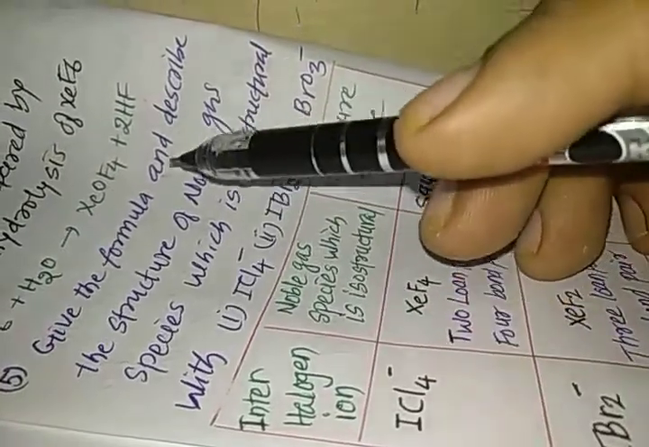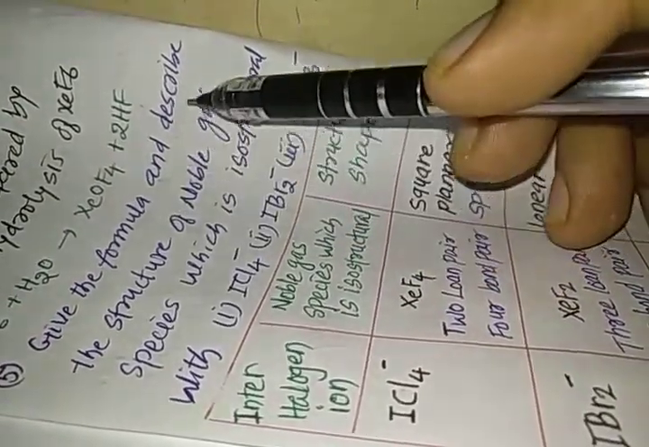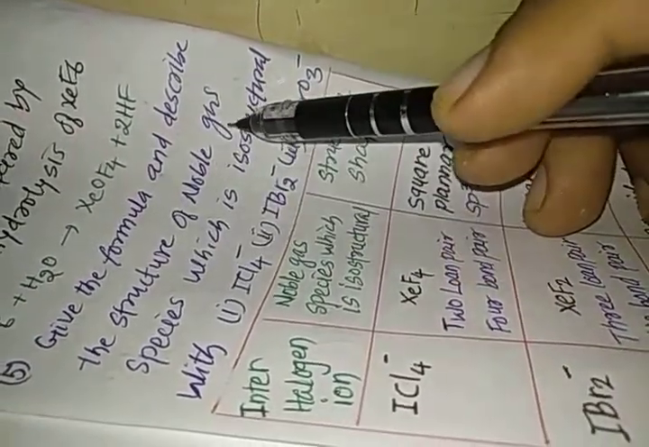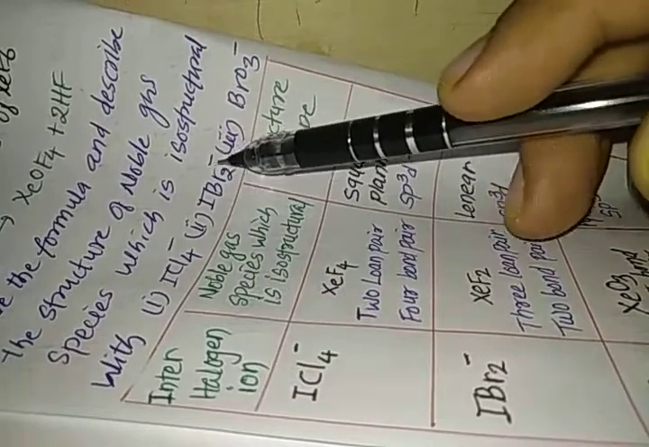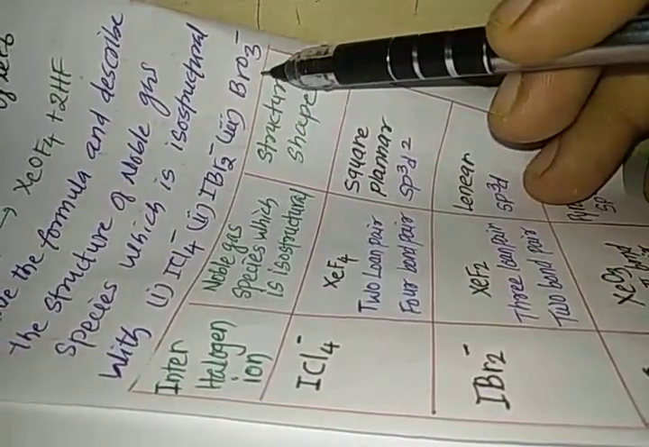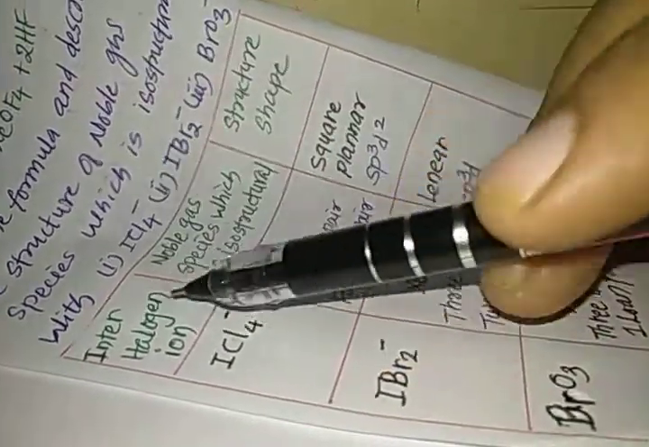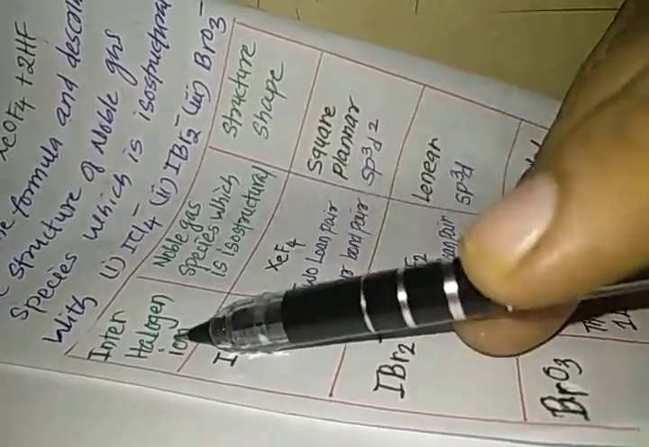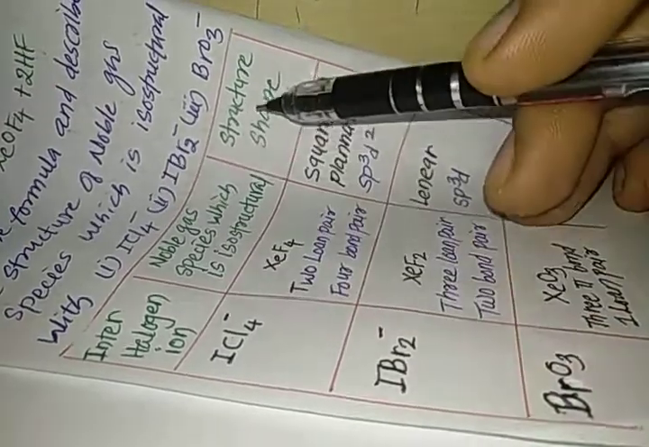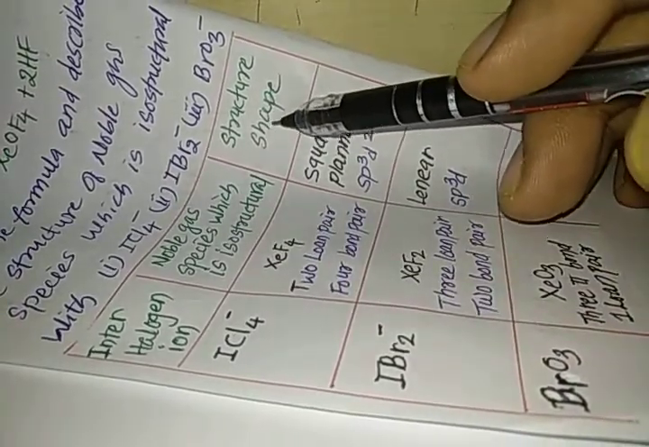And then we have the next question. Give the formula and describe the structure of the noble gas species which is isostructural with ICl4 minus, IBr2 minus and BrO3 minus. So here we have the halogen ion, then we have the noble gas species which is isostructural with this halogen ion, and then we explain the structure.